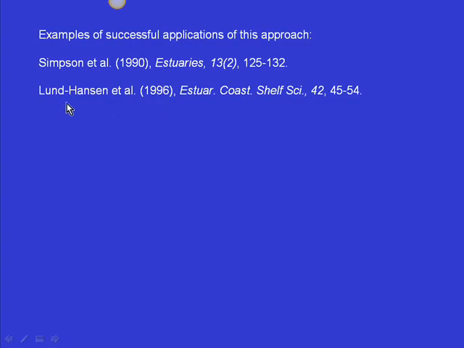And then here in a small estuary in the Baltic Sea, they were able to look at the annual trends of stratification from, I don't remember exactly what stratifying agents they used and destratifying, but again, those are two examples that you can consult where they have successfully used this approach.